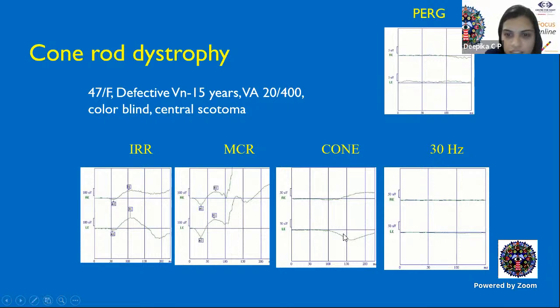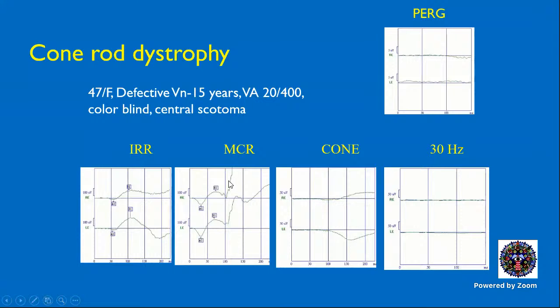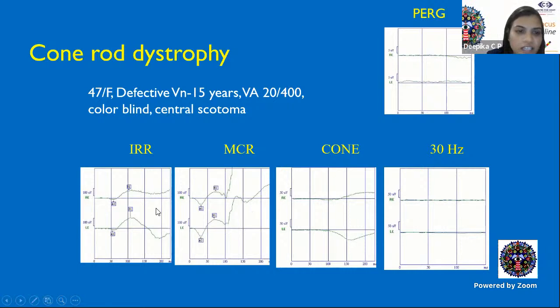Yes, you're right that in the single flash cone and also the flicker, we are not seeing any response. Can you see which artifact is this? Blink artifact. Very good, excellent. And these responses are called isolated rod response or maximal combined response. In this, we are able to see some waveforms. So these are mainly scotopic. So rods are less affected while cones are more affected. That's why even the macular cone and also the full field cone are affected. Thereby, it is giving us a more conclusive diagnosis of cone-rod dystrophy.